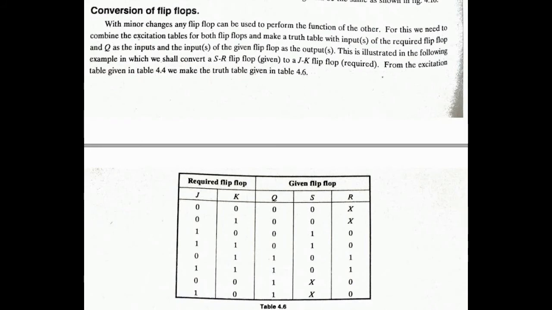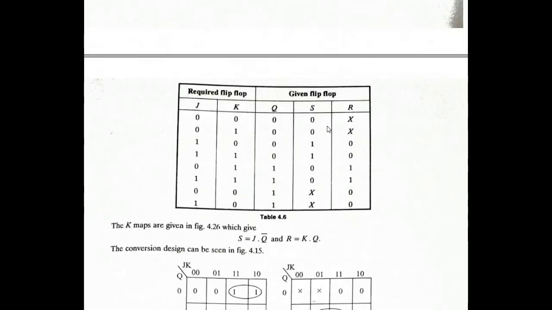Here we convert an SR flip-flop, that is given. We convert SR to JK flip-flop, that is the required flip-flop. From the excitation table we make a truth table. Now the JK flip-flop is the required flip-flop and the given flip-flop is the SR flip-flop, and Q is the present state. So in this way we can draw a table.